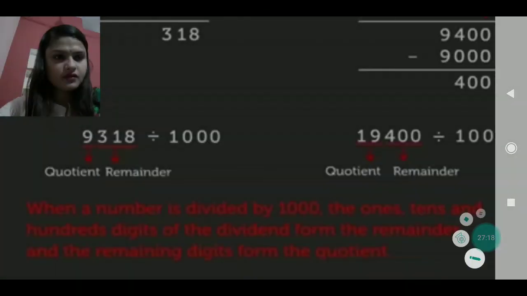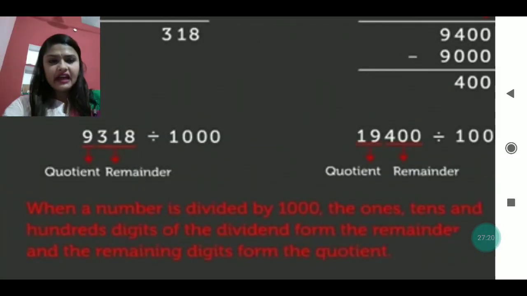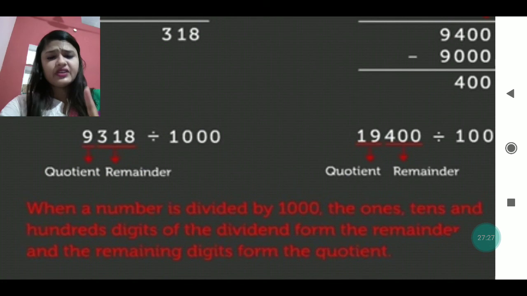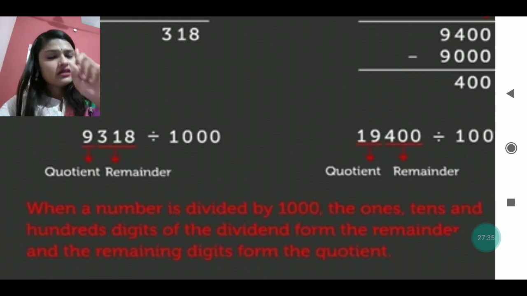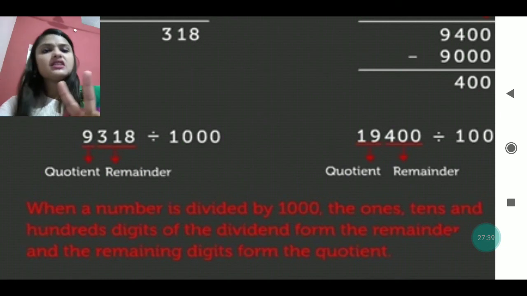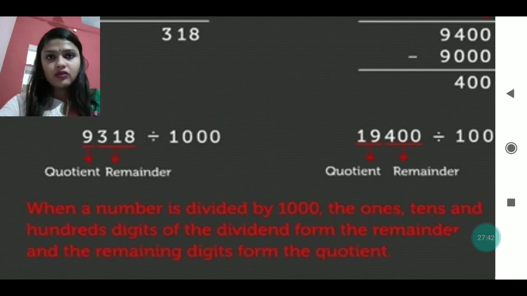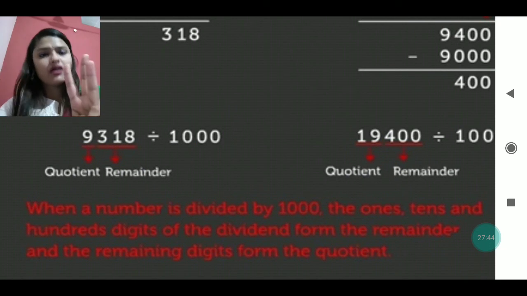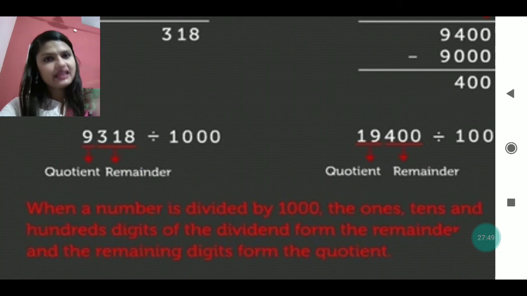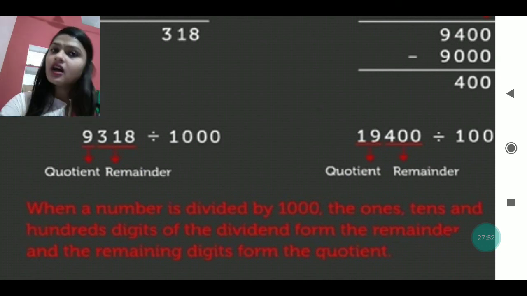Just see what is written in the red line. When a number is divided by 1000, the ones, tens and hundreds digits of the dividend form the remainder. Means when we are dividing by 10, the ones place forms the remainder. When we are dividing by 100, the ones and tens places form the remainder. When we are dividing by 1000, ones, tens and hundreds form the remainder, and whatever digits are there after these 3 digits will be considered as the quotient.